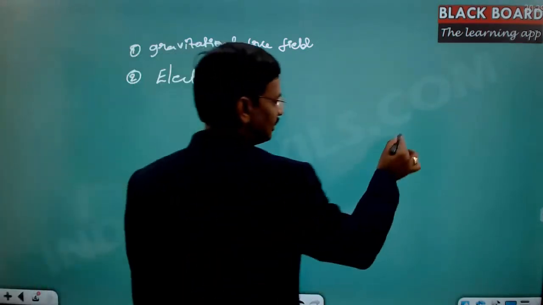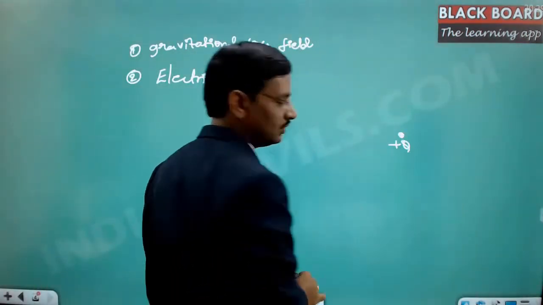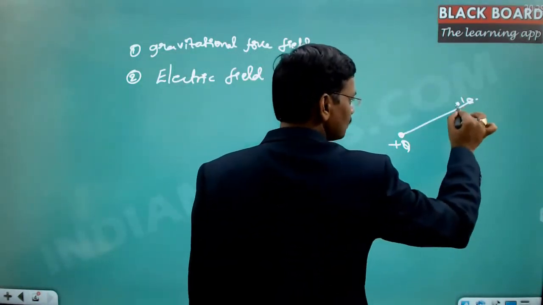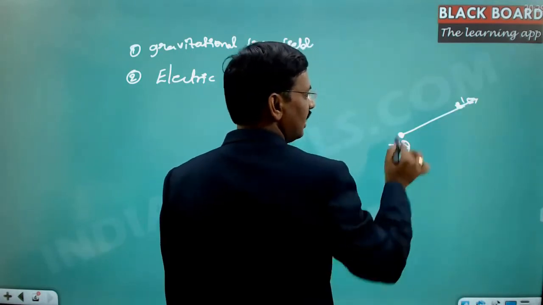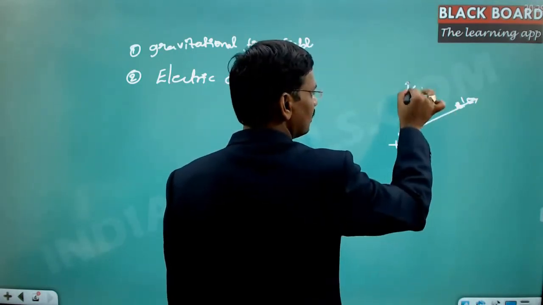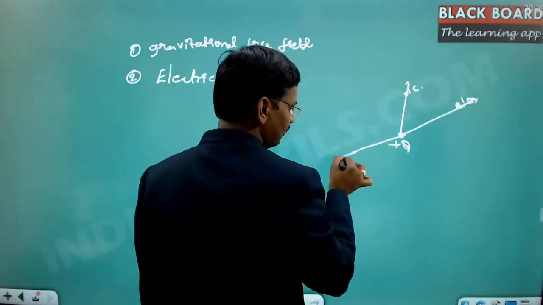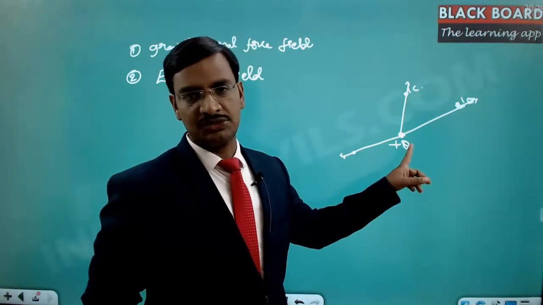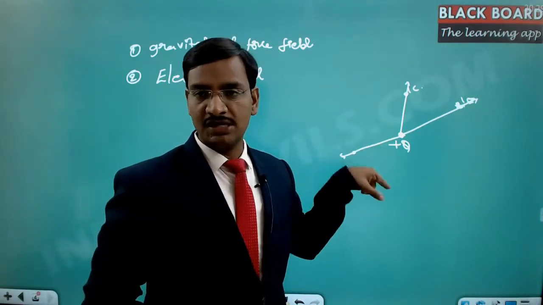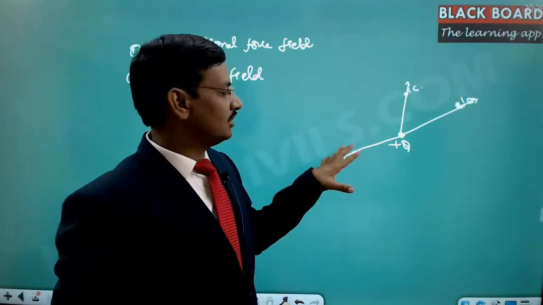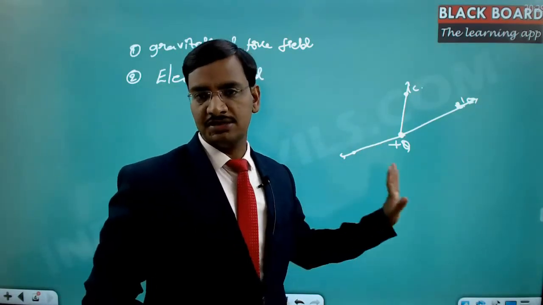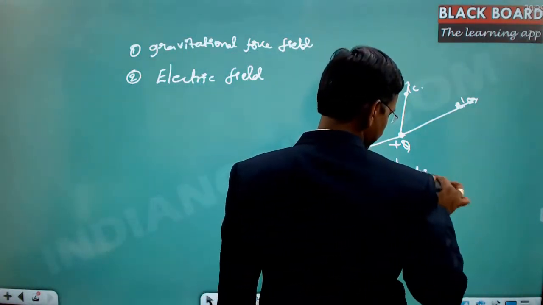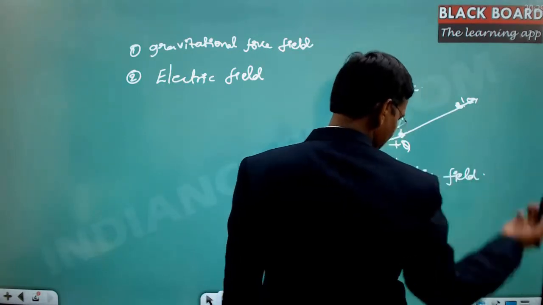Suppose there is a point charge here of magnitude plus Q. Then wherever you keep one more charge, there is a force there. If you keep the charge here, there is a force outwards. If you keep the charge here, the force is outwards in this direction. If you keep the charge here, the force is in this particular direction. It doesn't matter wherever you are located in the surrounding of this charge, there is a force always acting on this particular 1 coulomb charge. Hence it doesn't matter where it is located, everywhere it is distributed. And this scenario is called the electric field.